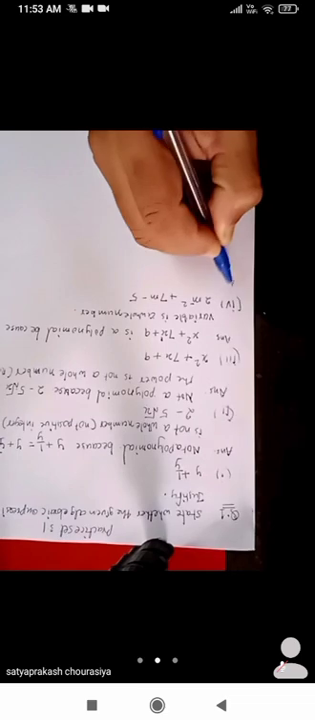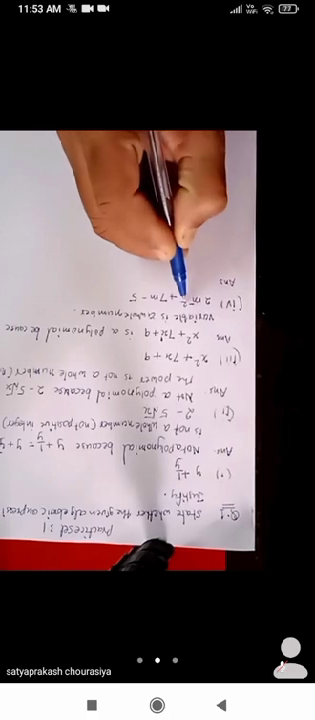Now let's see the fourth one. The fourth one is 2m to the power minus 2 plus 7m minus 5. Here one term of this expression has the power minus 2, which means a negative power. So that's why it is not a polynomial.